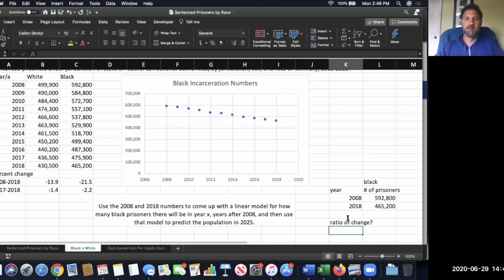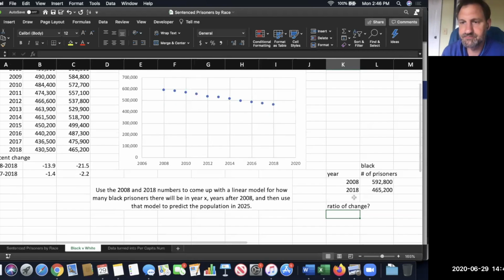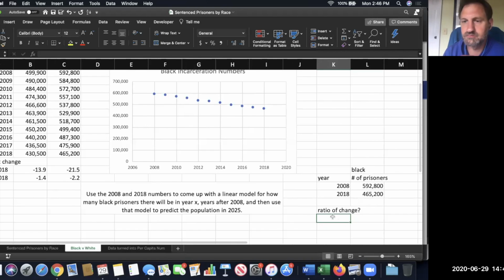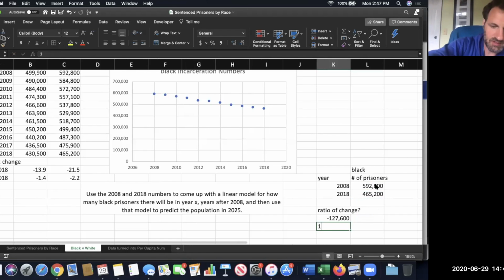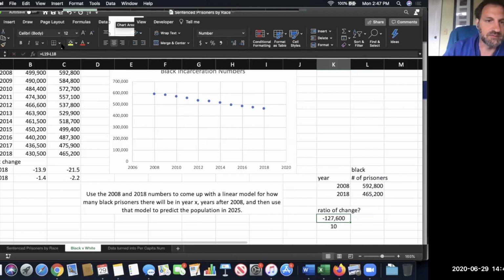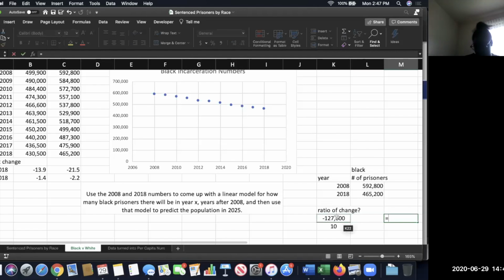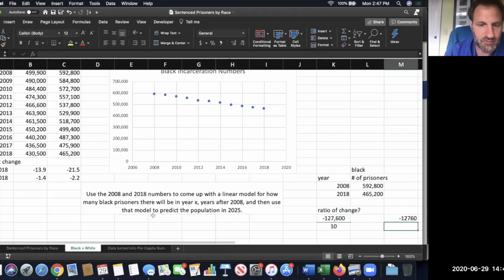Okay, so tell me about the ratio of change. What'd you do? I did the absolute change. So I did 465,200 minus 592,800 divided by 10. Good. Okay. And then we finish that, of course, don't leave it there. And so that becomes what, 12,760, negative, right? Because it's going down. Okay, so then we're ready to make our model.